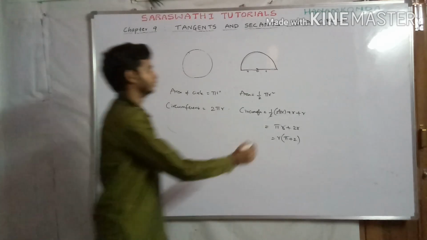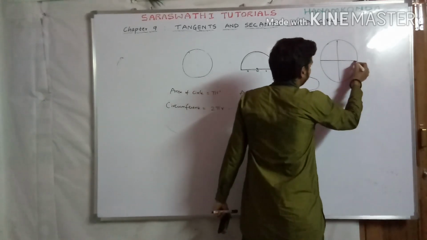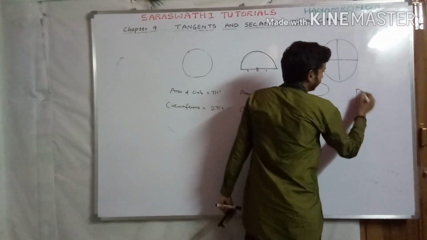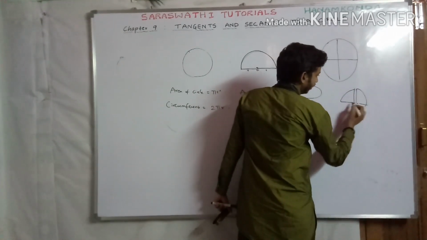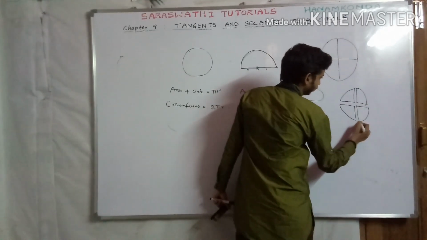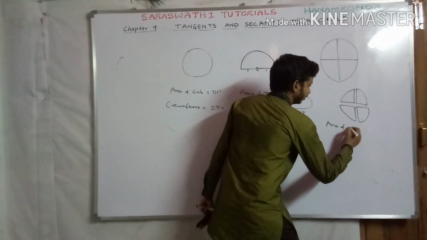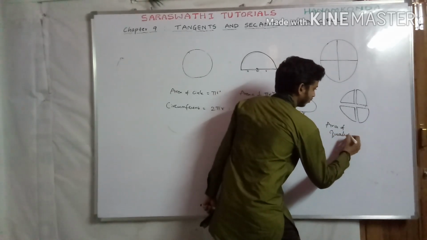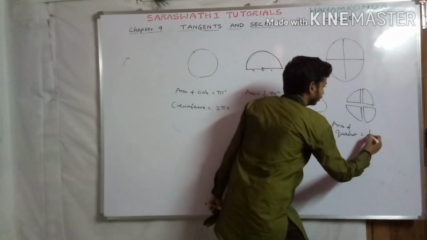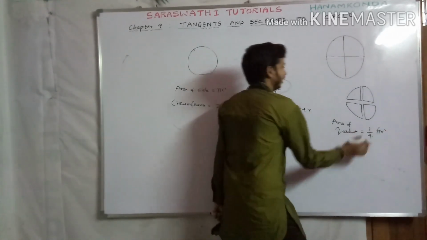This is the circumference of a semicircle. Now consider a quadrant: if a circle is divided into 4 equal parts, each part is known as a quadrant. This is the first quadrant, the second quadrant, the third quadrant, and the fourth quadrant. So a circle consists of 4 quadrants. The area of each quadrant: since the circle is of 4 equal quadrants, it is 1/4 of the area of the circle. So 1/4 of pi r square is the area of each quadrant.